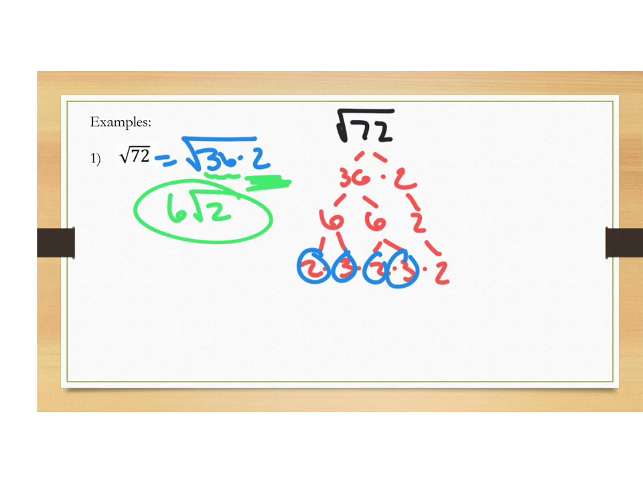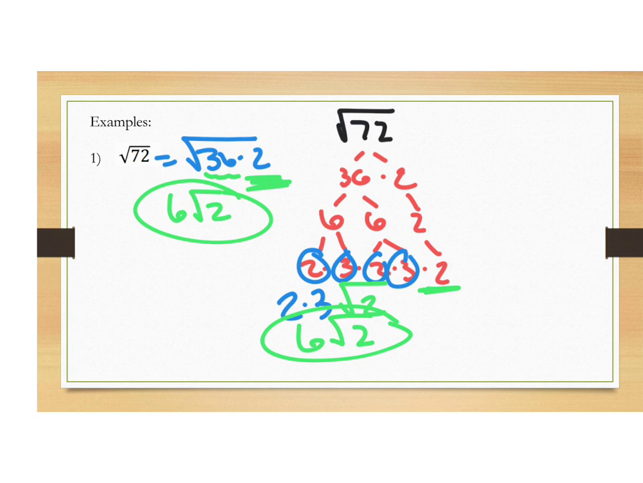So that means I can bring a 2 to the outside, and I can bring a 3 to the outside, which when I multiply together, that gives me 6. And the only thing I have left over is this 2, so it stays underneath the square root symbol. So notice you get the same answer either way.